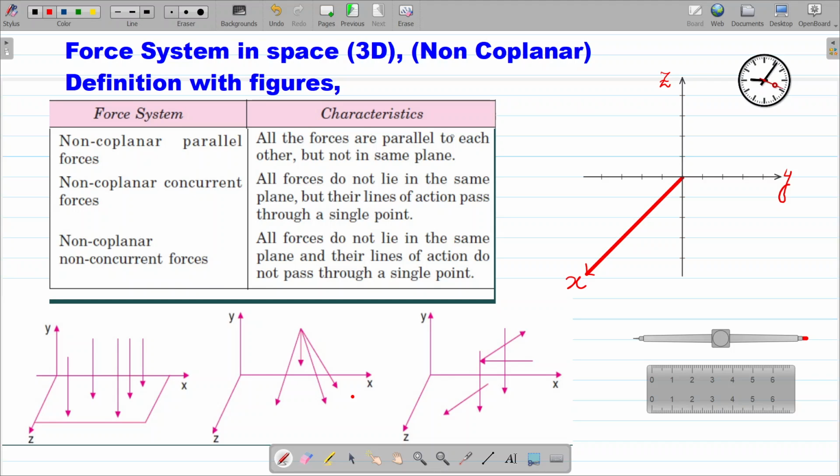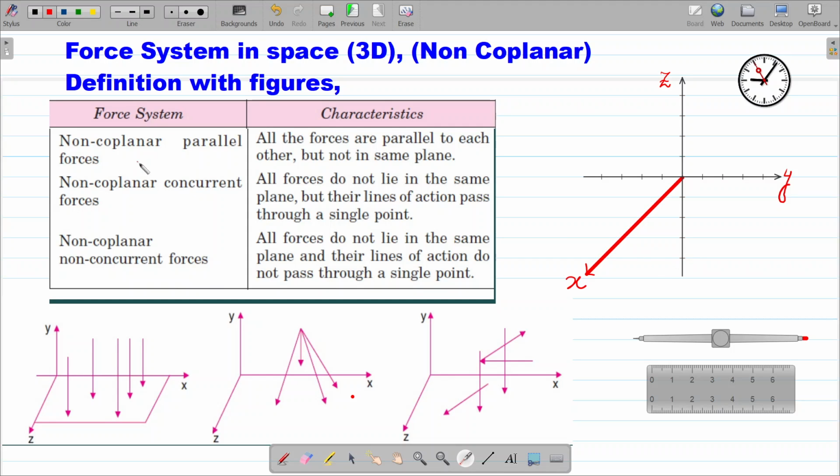Okay, today we're going to discuss a theory which is termed force system in space, which means they are 3D systems, and that is why, since they are 3D, they will be called non-coplanar. We're going to discuss its definitions with figures. This axis, x, y, and z, tells you about the 3D axis of our system, and they will be lying in 3D space.